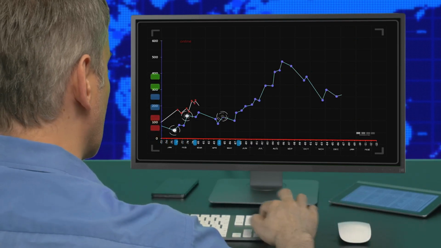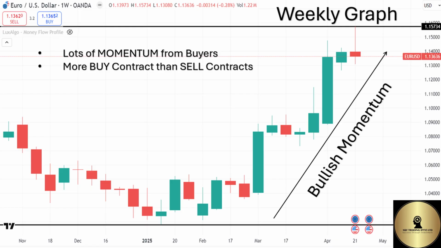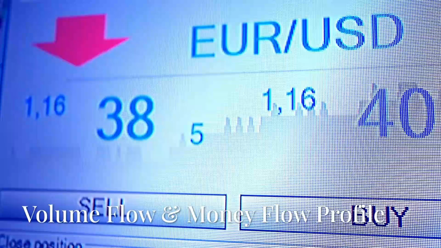Let's start with the Euro to US dollar weekly chart. Since early March 2025, the Euro has staged a strong rally, with a major bullish impulse pushing price from below 1.07 to above 1.13. However, we're now seeing some rejection near 1.15734. The last two candles are smaller and show indecision, suggesting profit-taking or resistance at these higher levels.